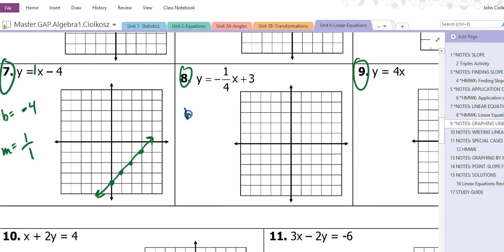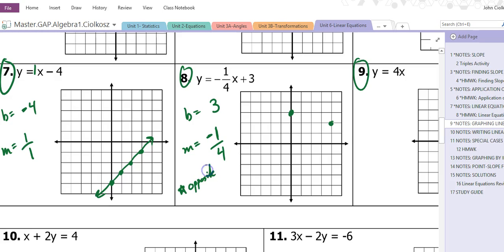Here, our b is positive 3. My m, whenever you have a negative out front, always just put it with the top number. So negative 1 over 4. Again, that negative does not go with both. So if you have a negative, just put it with the top number. So our b, positive 1, 2, 3. Now my slope, down 1, right 4. So down 1, right 1, 2, 3, 4. Now here, I see I can't fit it. So we're going to talk about a special case where we do the opposite.